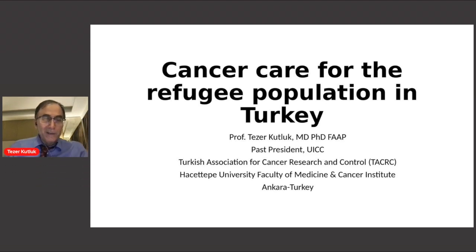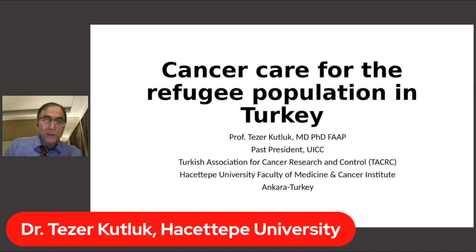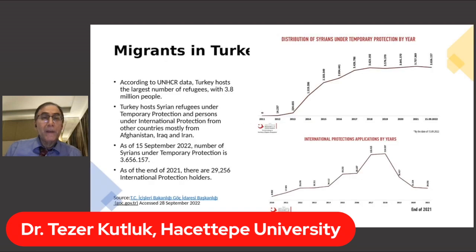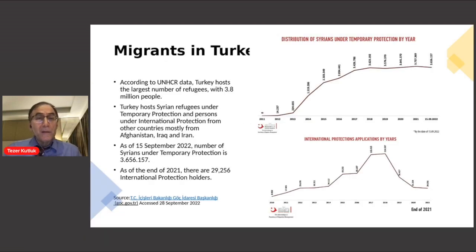Well, hello, everybody. Thanks, Dr. Berry, for the kind introduction. During the next 15-20 minutes, I will try to reflect our Turkish experience of cancer care for the refugee population living in Turkey. According to the United Nations High Commissioner for Refugees data, Turkey is hosting the largest number of refugees, with 3.8 million people in Turkey. The Syrian refugees are under temporary protection, and persons under international protection are from other countries, mostly from Afghanistan, Iraq and Iran. As of the 15th of September 2022, the number of Syrians under temporary protection is about 3.6 million. And as of the end of 2021, there are 30,000 international protection holders.